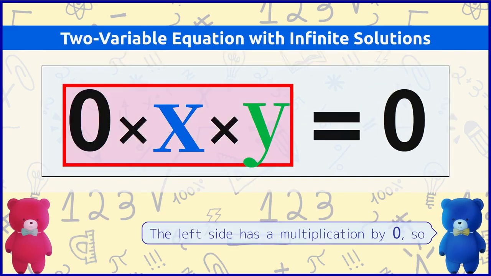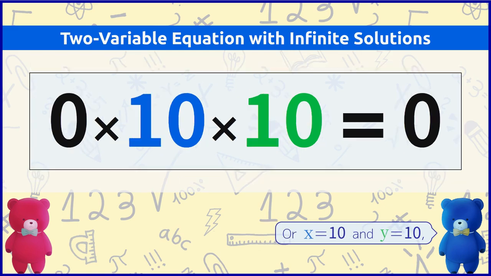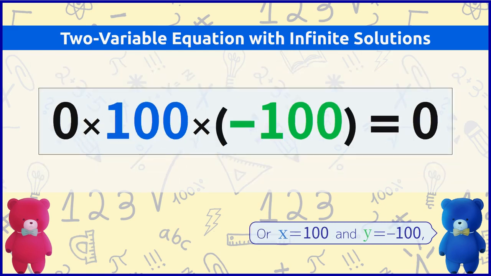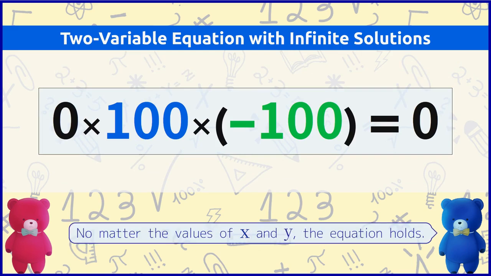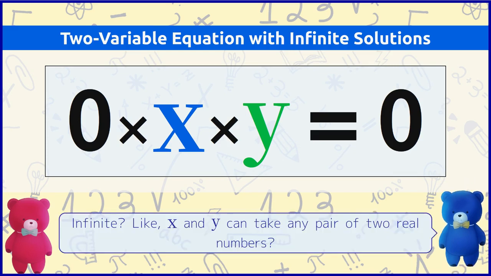The left side has a multiplication by 0, so whether x equals 0 and y equals 0, or x equals 10 and y equals 10, or x equals 100 and y equals minus 100, no matter the values of x and y, the equation holds. Alright. So how many solutions are there? Infinite. Like x and y can take any pair of two real numbers.